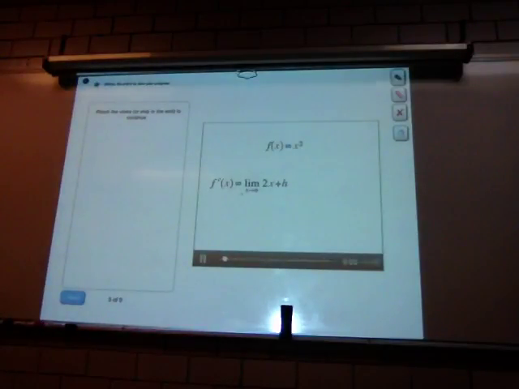Exactly. As h goes to 0, this expression approaches 2x. So we've just proven that the derivative of x squared is 2x. Okay, now let's find the derivative of x cubed. Here's the definition of the derivative again. And this time, we'll say f of x equals x cubed. That means we're cubing the terms in the numerator of this limit. Which of the following expressions is equal to the cube of x plus h?